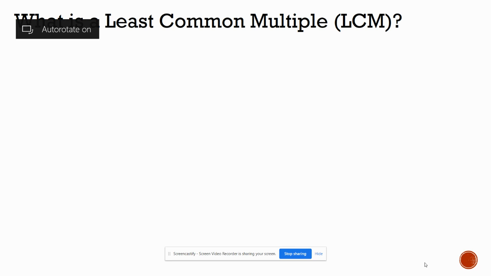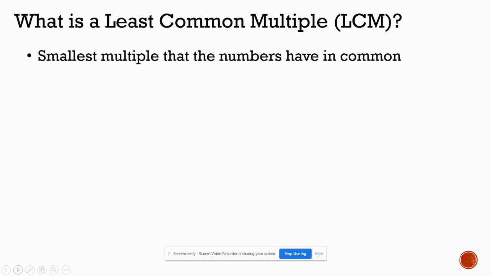Hi, I want to have us review what a least common multiple is, also known as an LCM. So, when we're talking about a least common multiple, let's first start with numbers. To have a least common multiple with numbers, it has to be the smallest multiple that the numbers have in common. So what do I mean by that?